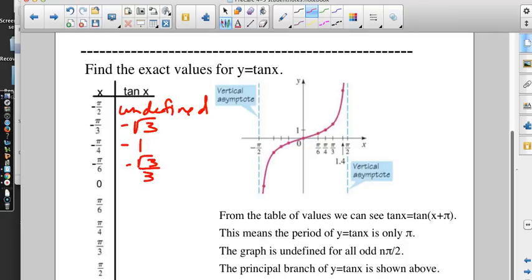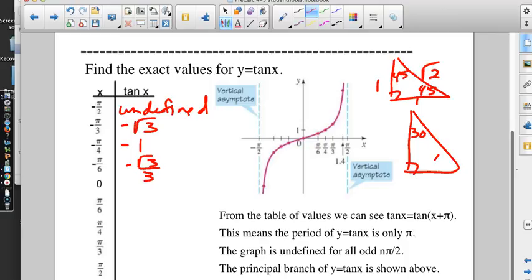Now, if the unit circle thing bothers you, remember you can always go back to your special right triangles, and then use our drawing of the signs, plus, plus, minus, minus, in order to get these values. At 0, it's 0. And apparently it has nice symmetry because for pi over 6, we're going to get the square root of 3 over 3.